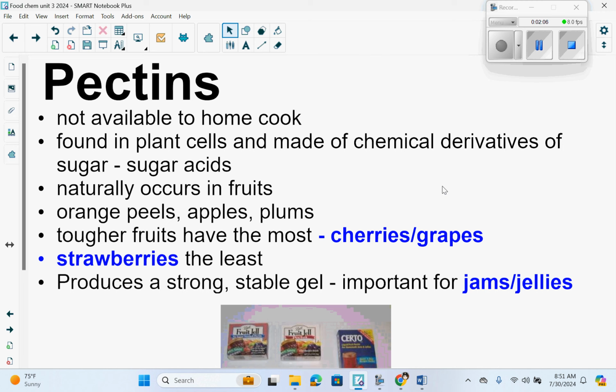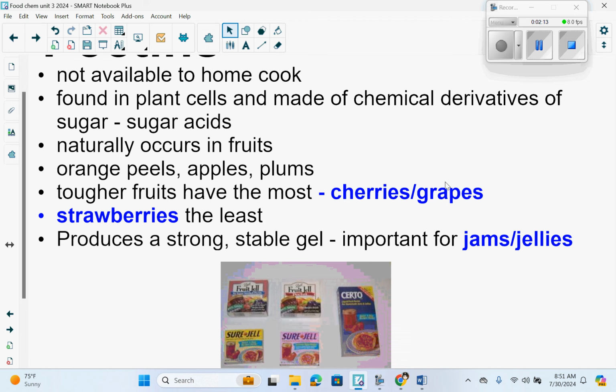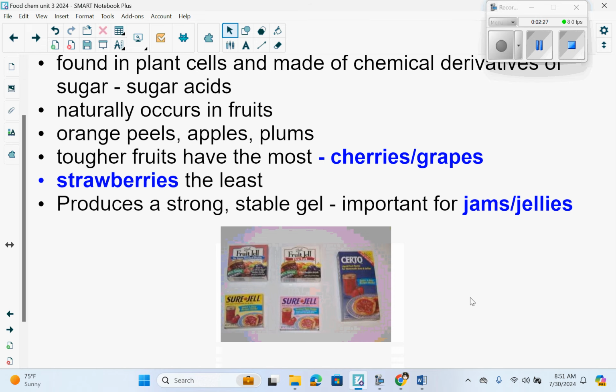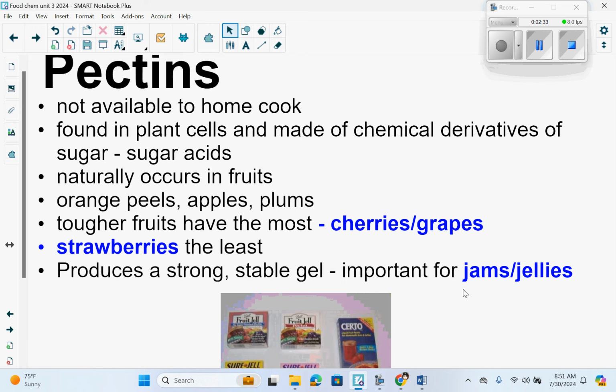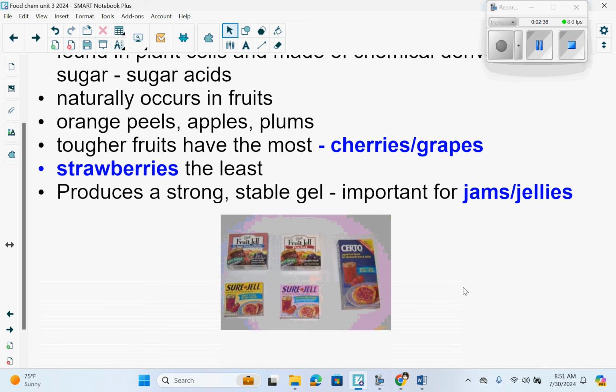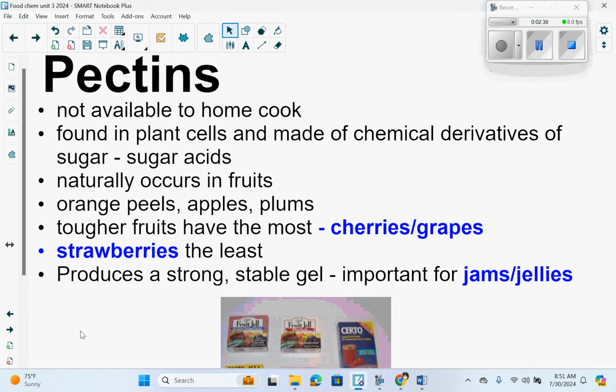Pectins. Again, this is not available to the home cook. They're found in plant cells and made of chemical derivatives of sugar or sugar acids. They do naturally occur in fruits. You can see them in orange peels, apples, plums. Tougher fruits have the most, like your cherries and grapes. Strawberries would have the least. They produce a strong, stable gel, and they're important for jams and jellies. A lot of home cooks will put this into their jams and jellies that you would see sold like in a farmer's market.